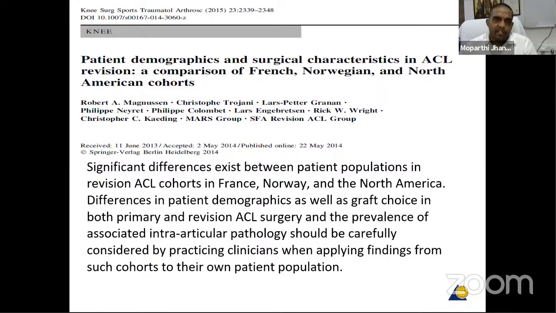There was one study, a comparison of French, Norwegian and North American cohort studies, published in 2015. There is a difference between the patient populations in revision ACL in France, Norway and North America, in the graft choice of both primary and revision ACL surgeries and the prevalence of associated intra-articular pathology. So we should be careful in planning the revision ACL surgery, or when we are doing the primary anterior cruciate ligament surgery, we have to rule out all the pathology, whatever is there: any associated cartilage pathology, meniscus pathology, or associated ligament injuries. These are very important, because in some areas surgeons have some criteria to go for ACL surgery, whereas in other areas surgeons have their own criteria. So this is one of the demographics shown in the ACL revision comparison of French, Norwegian, North American cohorts.